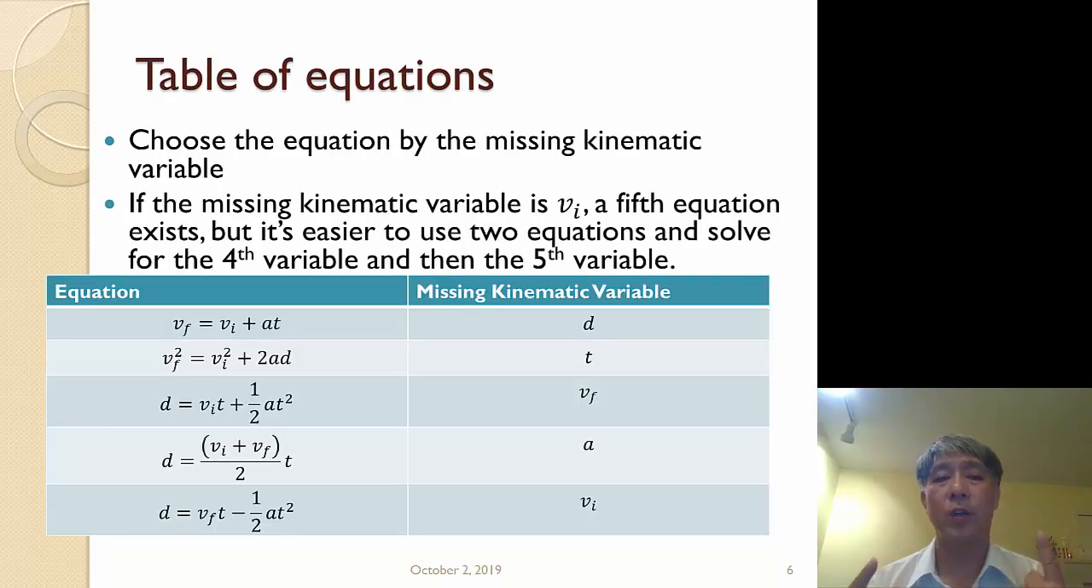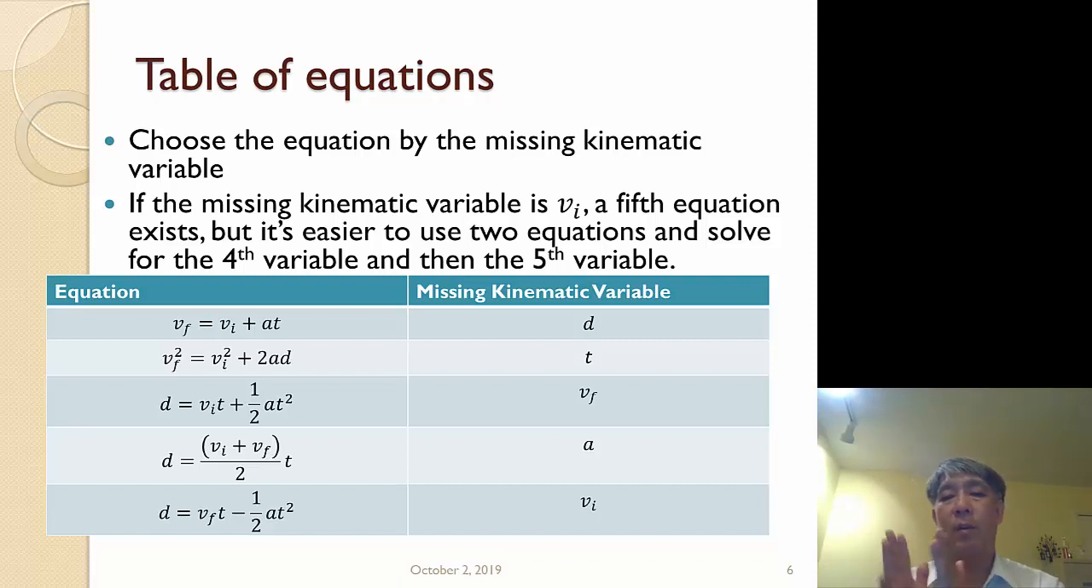So here's our 4 equations. There is a 5th equation, but we don't really use that one. Okay, largely because the missing kinematic variable is very rarely v i, so I don't really use that one, and I don't require you to memorize it. Okay, but the 4 equations are there on the left. Okay, and they're all missing a kinematic variable.